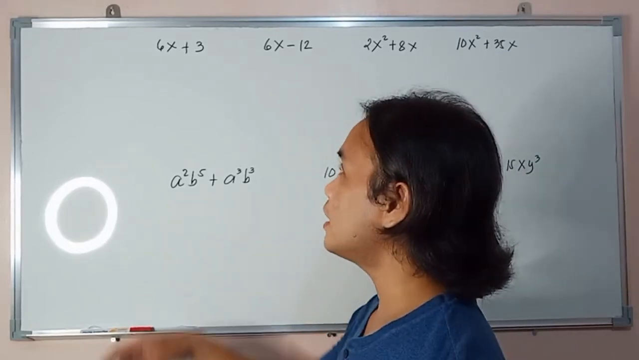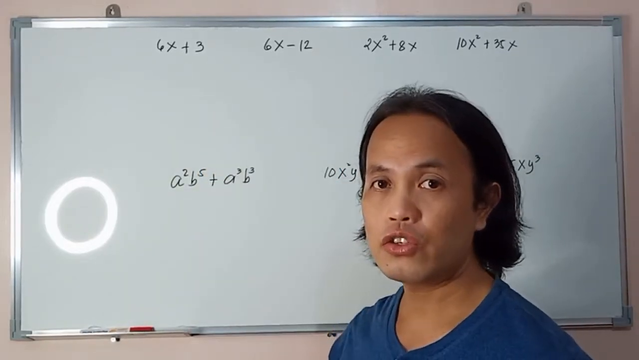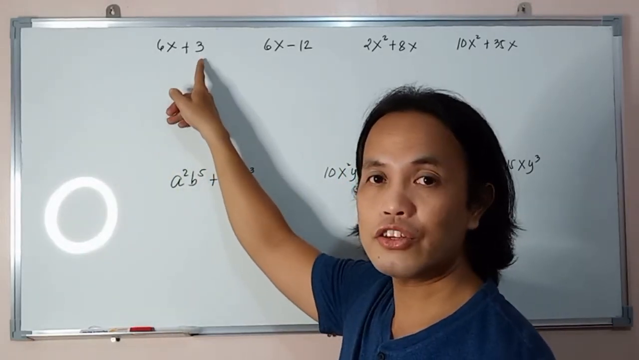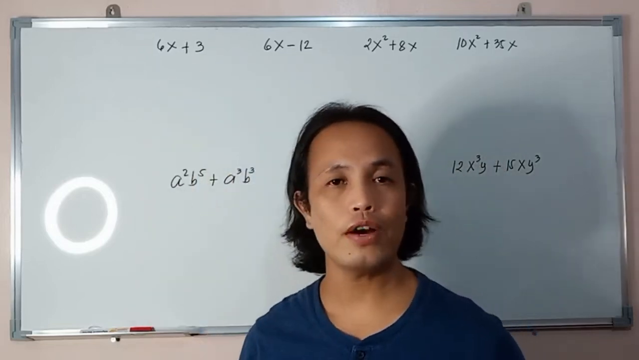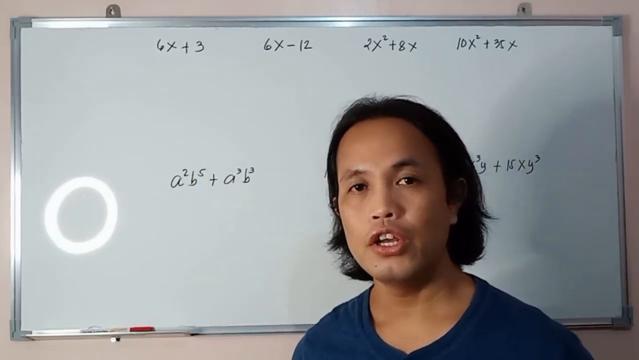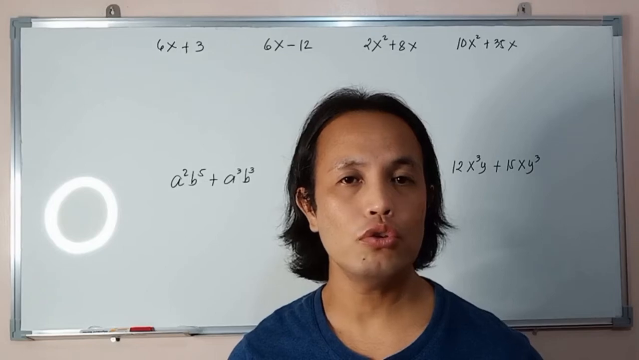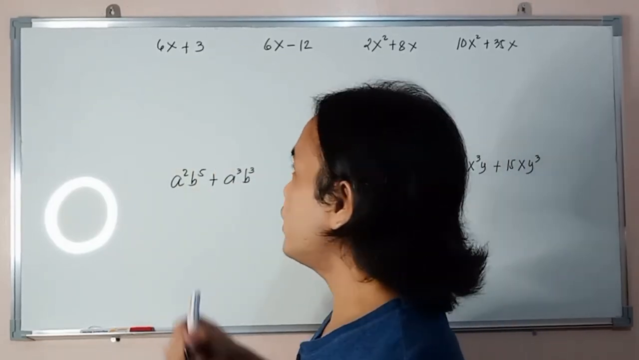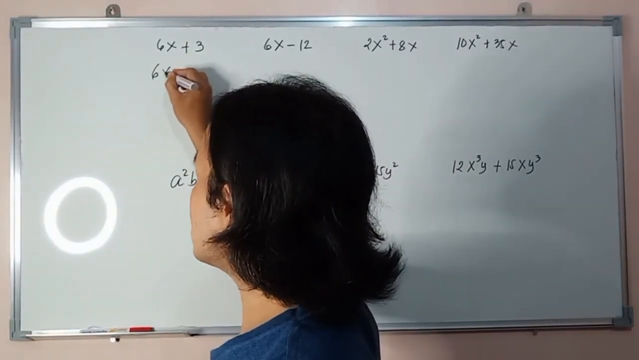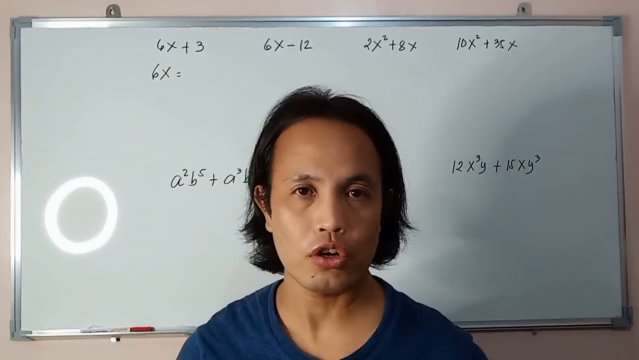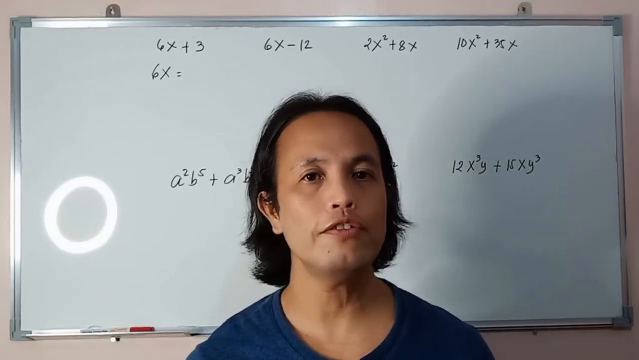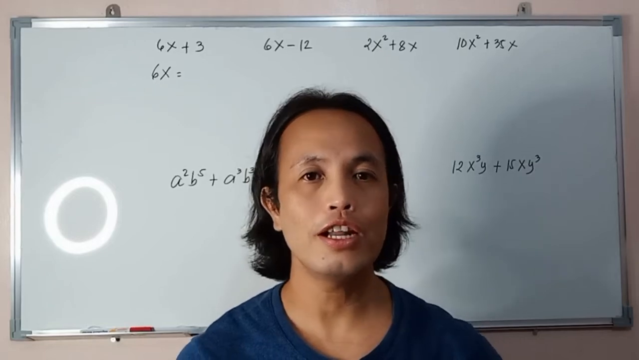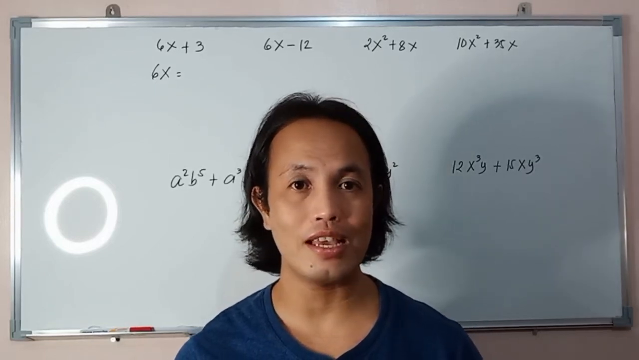For example, we are given 6x plus 3. In this example, we have two terms: the first term is 6x and the second term is 3. How do we factor out the common monomial factor? In each term, we need to use prime factorization. The first term is 6x. When we say prime factorization, we factor using prime numbers. Prime numbers are numbers which have no other factors except 1.